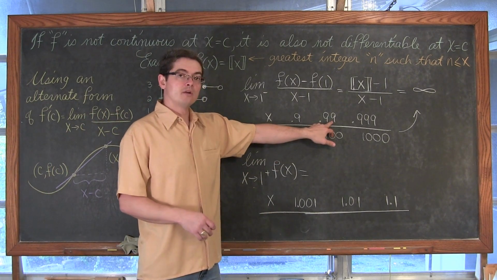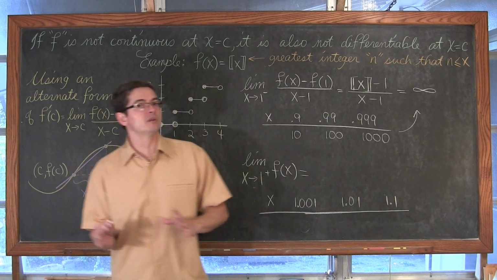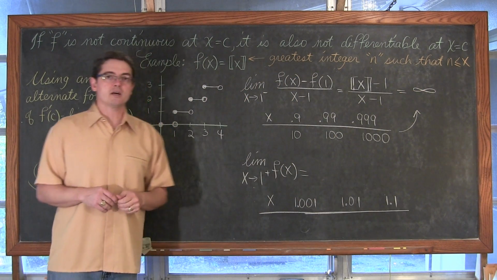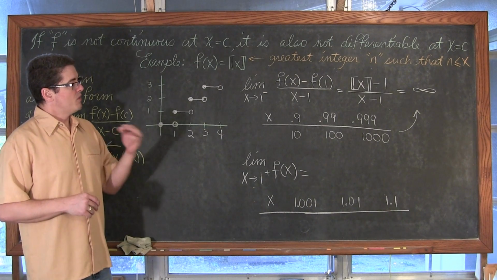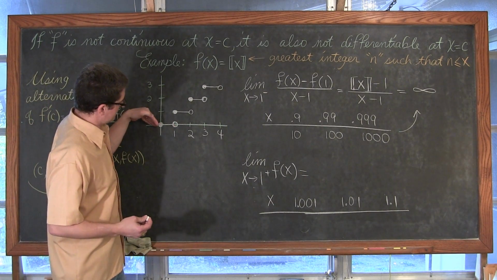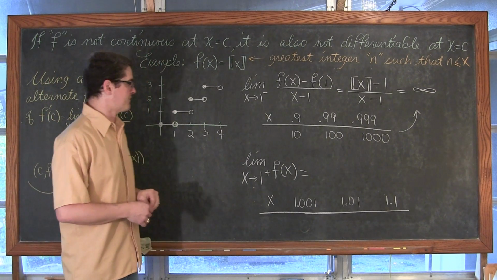Move a little closer to 1 from the left, you get an answer of 100. Move a little closer, you get to 1,000. If you move a little closer, you're going to approach a slope or a left limit of this derivative function, which is infinity. So as you approach 1 from the left, the slope is going to have to go to infinity to get up here to the next step of our greatest integer function.